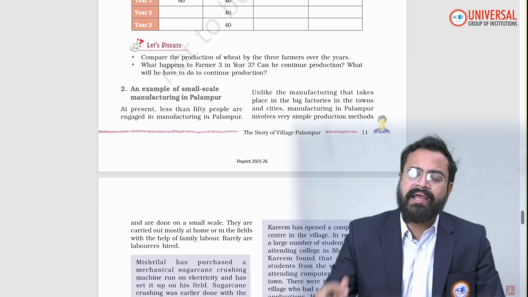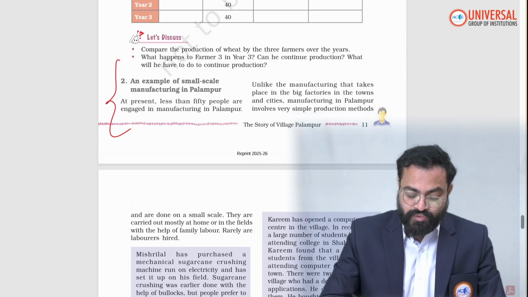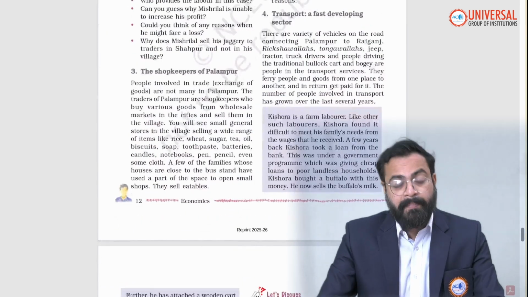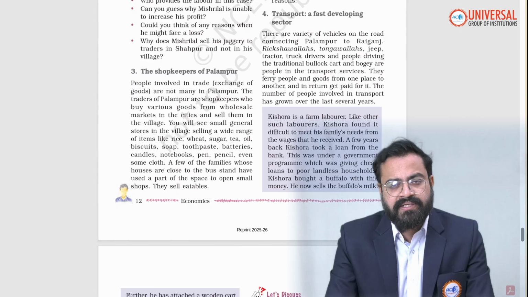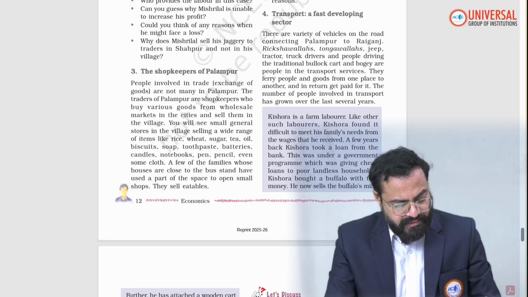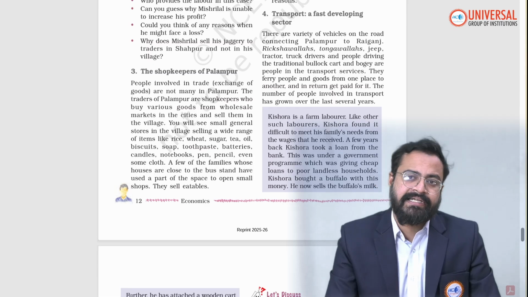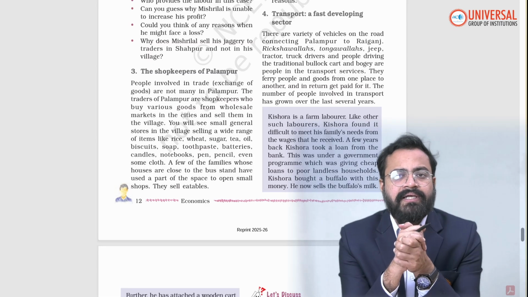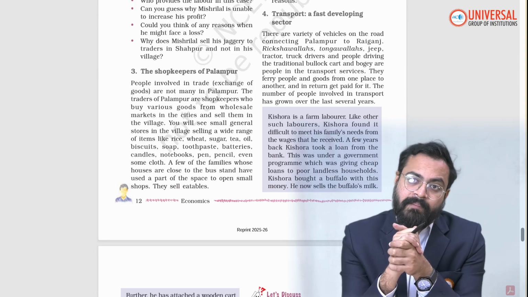Similarly, there are MSMEs, that is micro, small, and medium enterprises, also functioning in the village of Palampur. Apart from that, there are also shopkeepers, and there is a small transport business taking the villagers to the nearest cities. So this is about the first chapter, the story of Palampur village. So what have we done across these four video lectures?